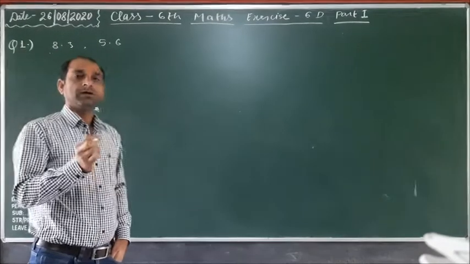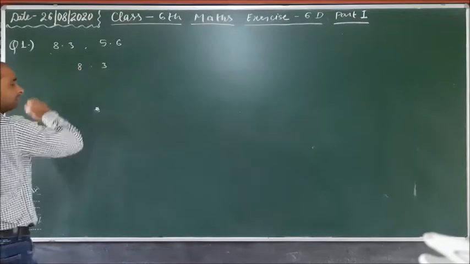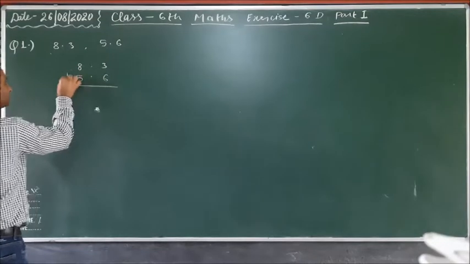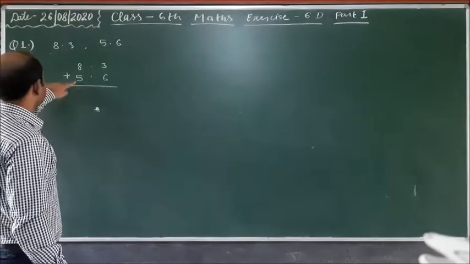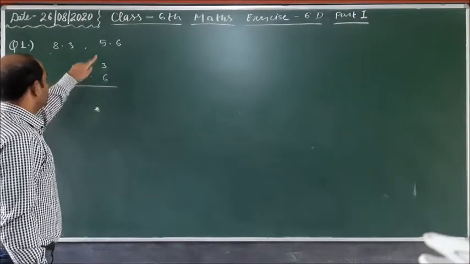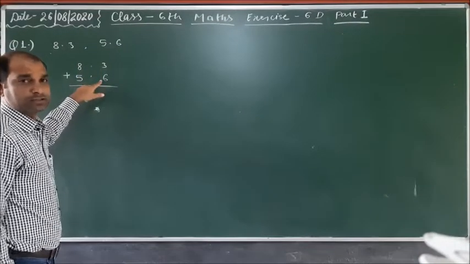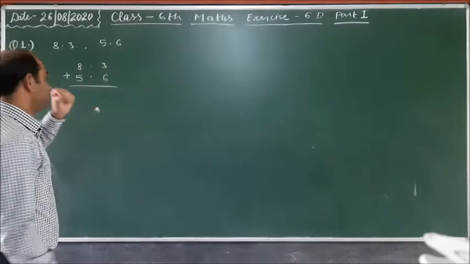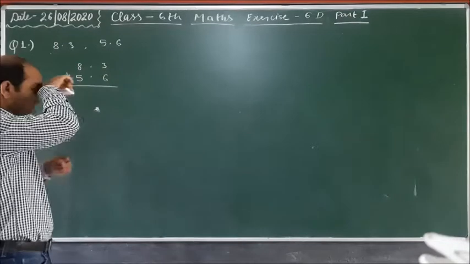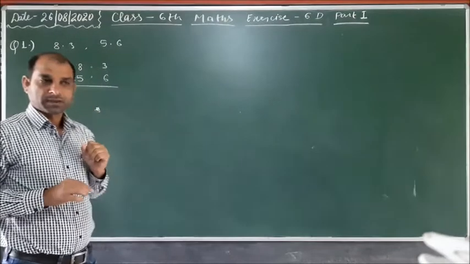We write in the column. 8.3. Then we write here 5.6. Now this is written in the ones place, so we write here in the ones place, and this is written in the tenth place, so we write here in the tenth place. And in the addition we put the decimal under the decimal, means decimal to decimal.